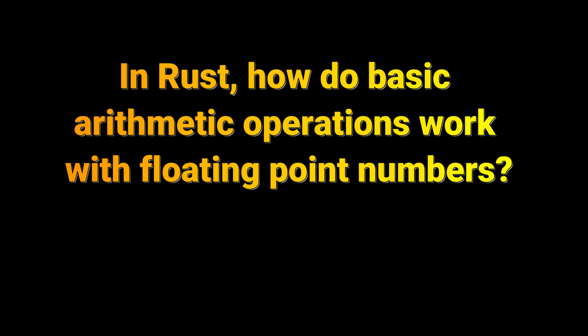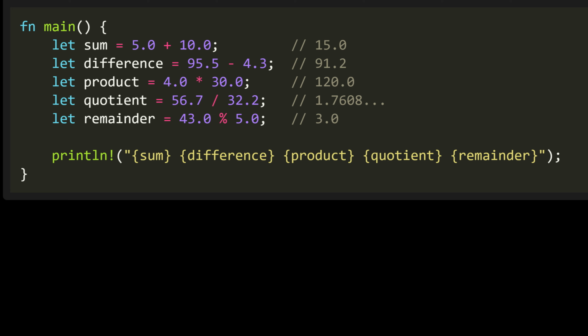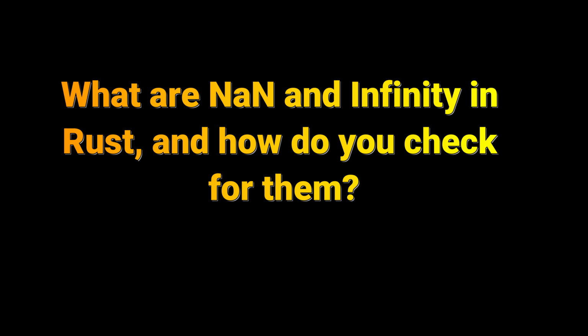Question. In Rust, how do basic arithmetic operations work with floating point numbers? In Rust, you can do basic arithmetic with floating point numbers using simple operators. You use plus for addition, minus for subtraction, star for multiplication, slash for division, and percent for remainder. All numbers in the example are written with .0, so Rust knows they are floating point values. The result of each operation is also a floating point number, and you can print them using println to see the results. Question. What are NaN and Infinity in Rust, and how do you check for them?